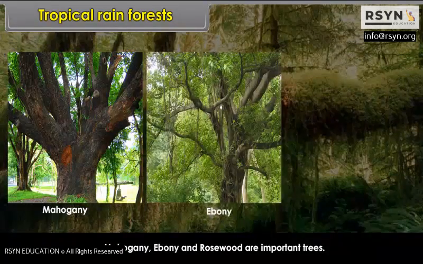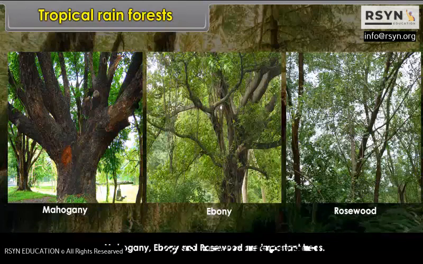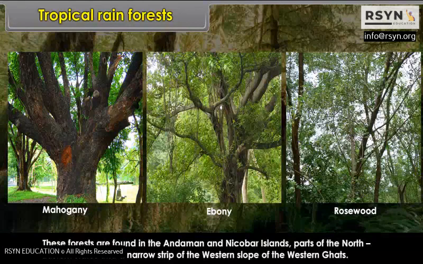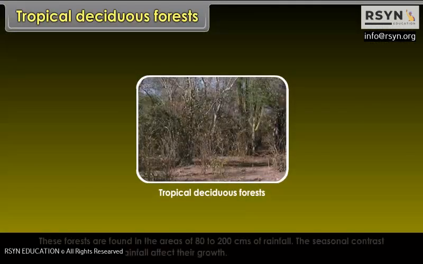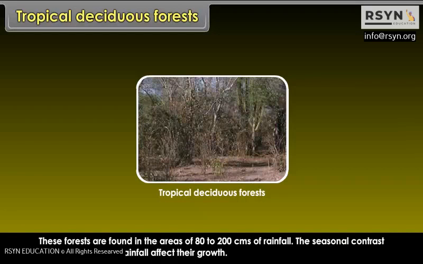Mahogany, ebony, and rosewood are important trees. These forests are found in the Andaman and Nicobar Islands, parts of the northeastern states, and a narrow strip of the western slope of the Western Ghats. Tropical deciduous forests. These forests are found in the areas of 80 to 200 centimeters of rainfall. The seasonal contrast of temperature and rainfall affect their growth.